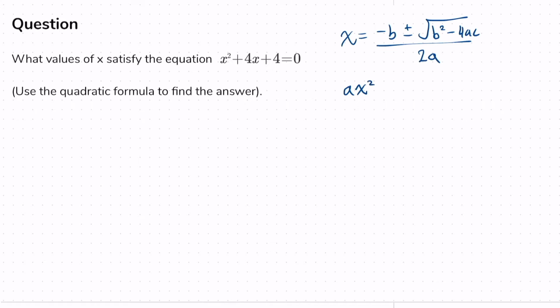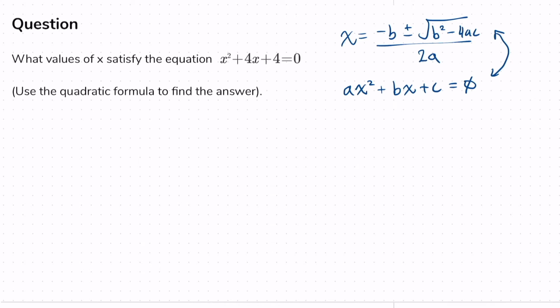ax squared plus bx plus c equals 0. These two are connected, but we've just made x the subject. So if you want to try that out, feel free. At the moment though, we're just going to use the formula. So how do I do it?